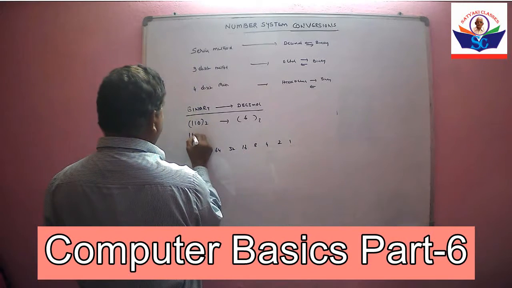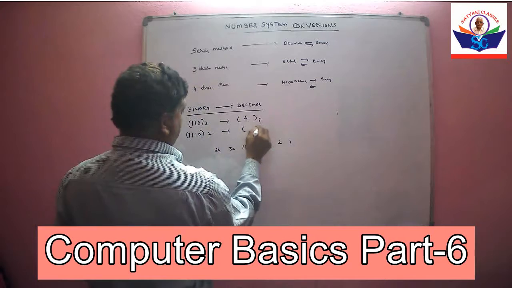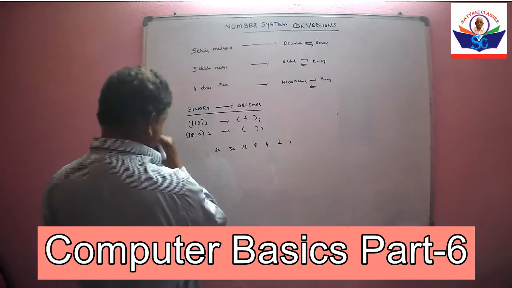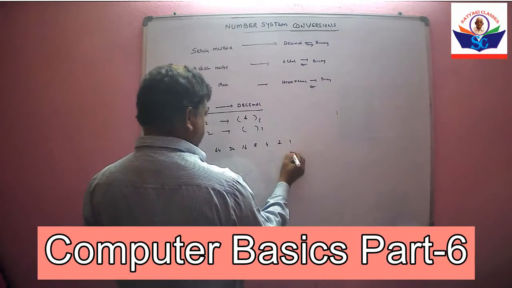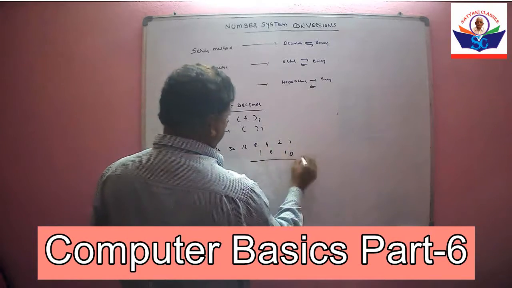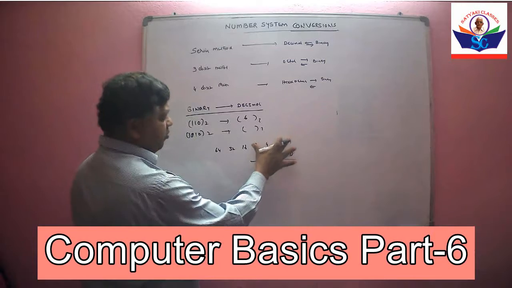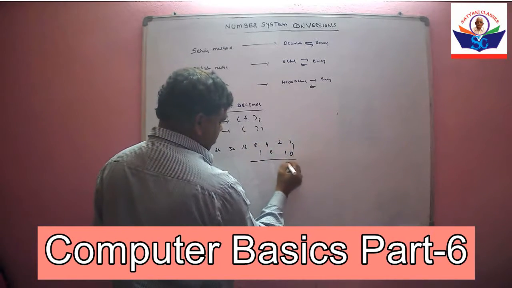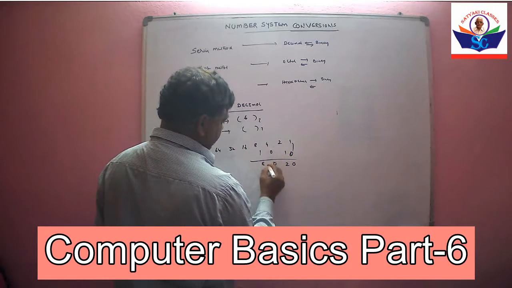1 1 1 0, or 1 0 1 0 1 0 1 0. Now write it: 1 0 1 0. As it contains 4 digits, we will restrict to up to 8. Multiply: 1 2 4 8, giving 0 2 0 8.